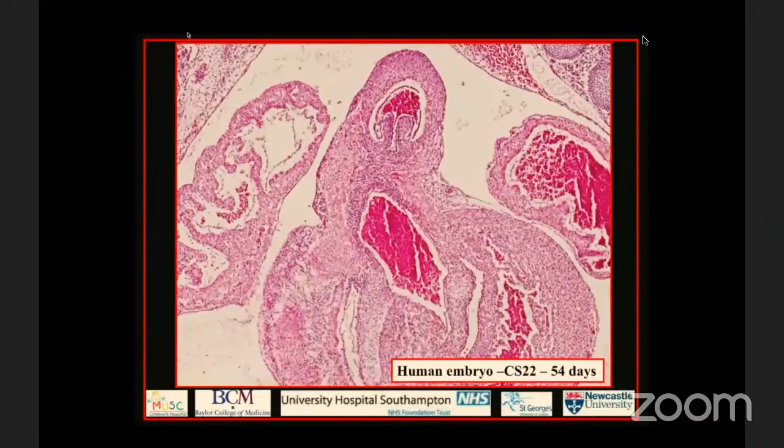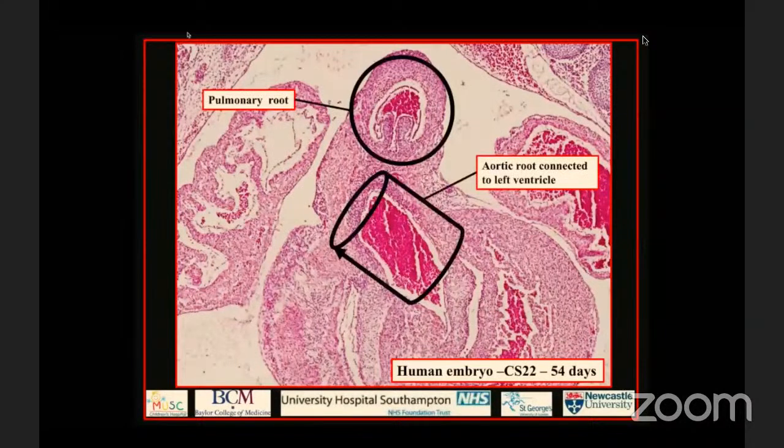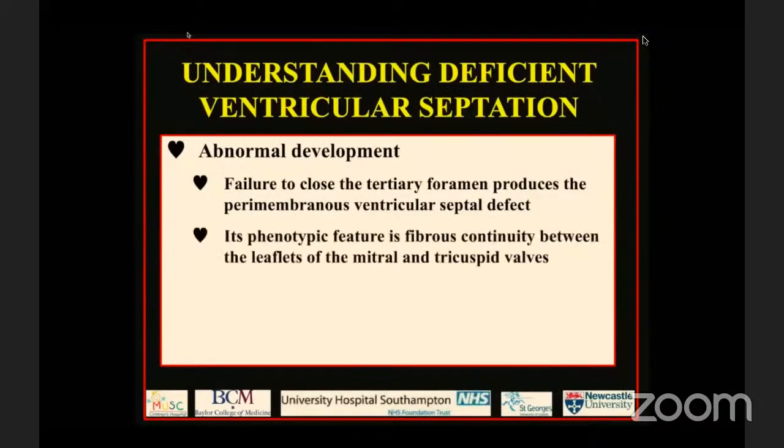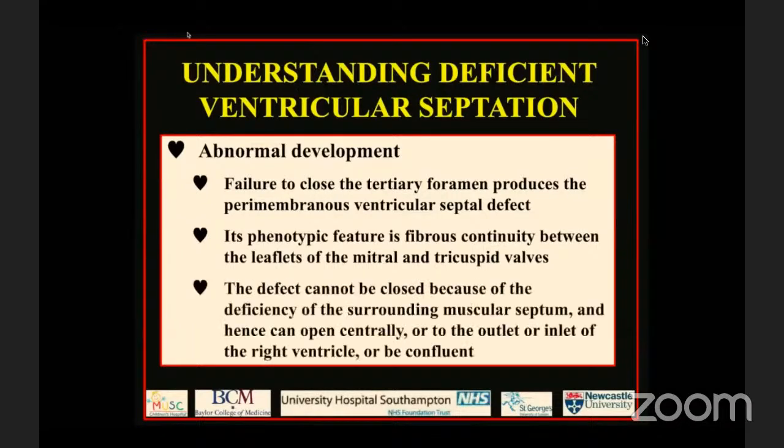So here you can see it at the completion of septation. That is the pulmonary root. There is the channel connecting the aortic root to the left ventricle, and there are those tubercles of the atrioventricular cushions that will form the membranous septum. And it is failure to close that tertiary foramen that will give us the isolated perimembranous ventricular septal defect. Its phenotypic feature will be continuity between the leaflets of the atrioventricular valves.